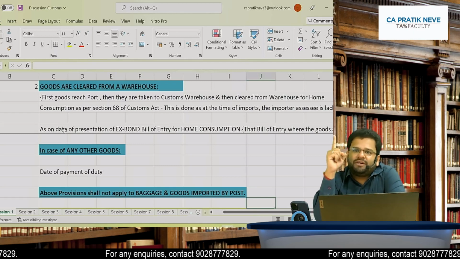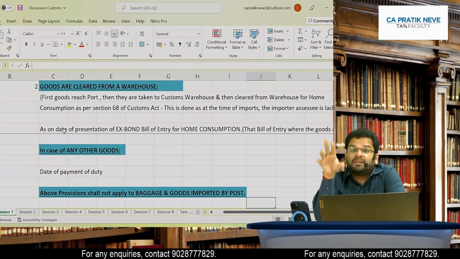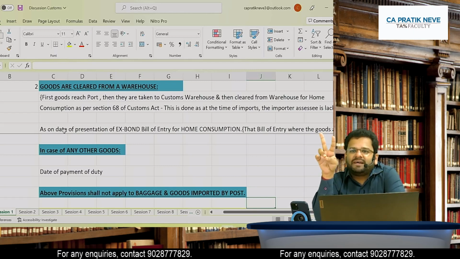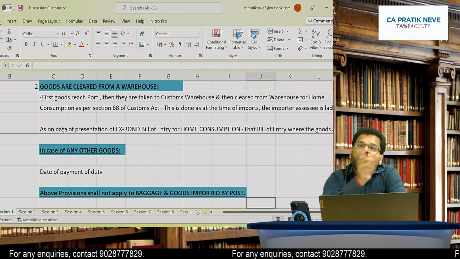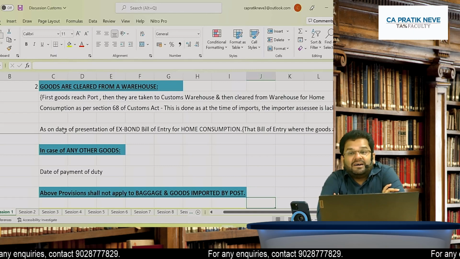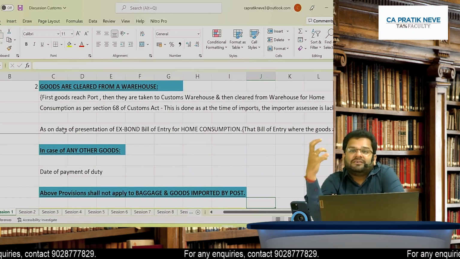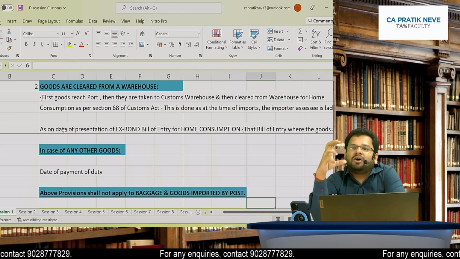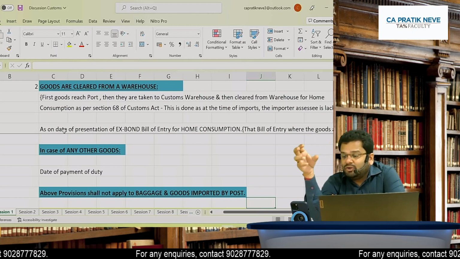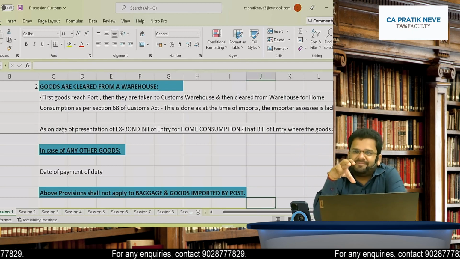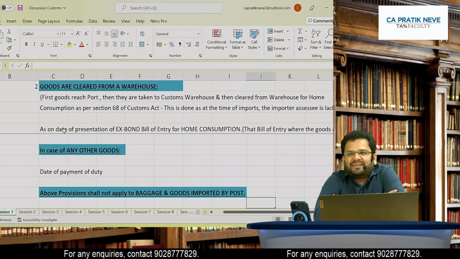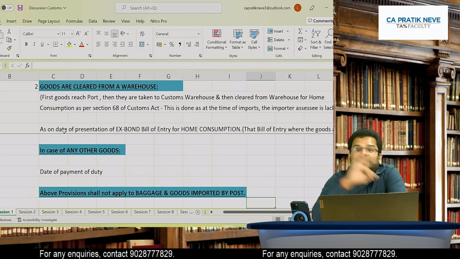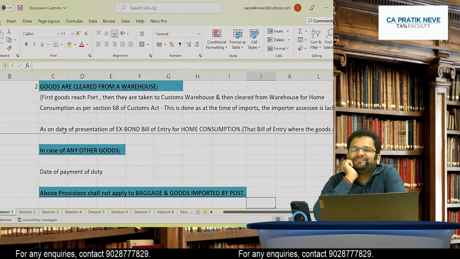The first bill of entry, means for warehousing there will be two bills of entry. For warehousing there will be two bills of entry. One will be into bond. Why is it called into bond? It is called into bond because you are entering into a warehousing bond and storing the goods in warehouse. That's why it is called into bond. There is a triple duty bond.